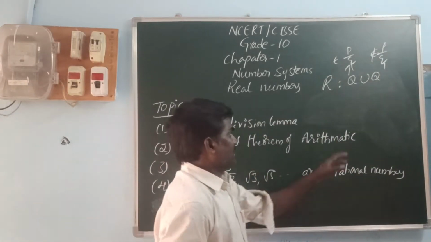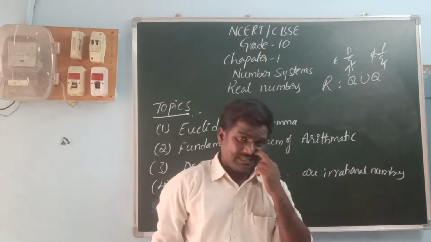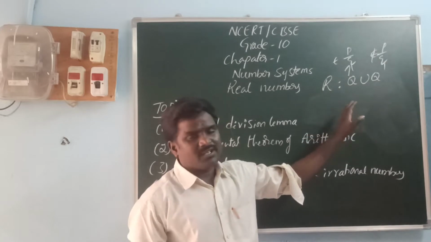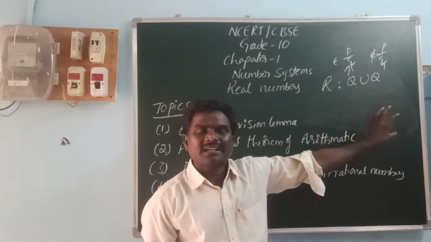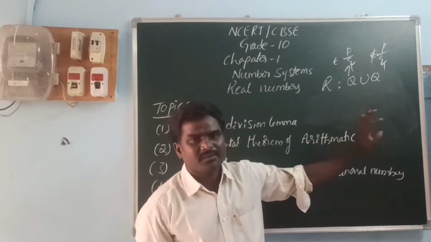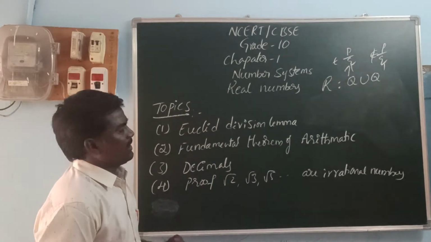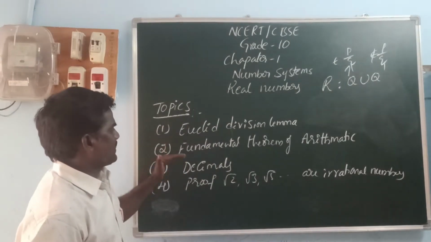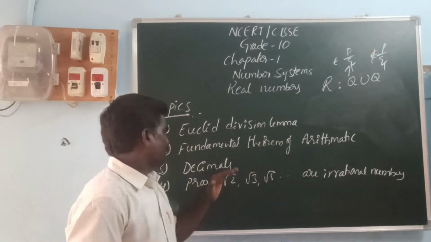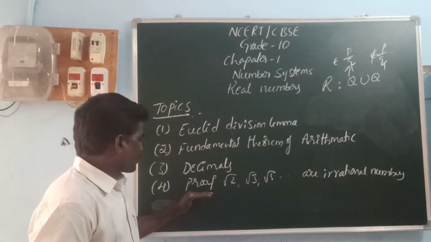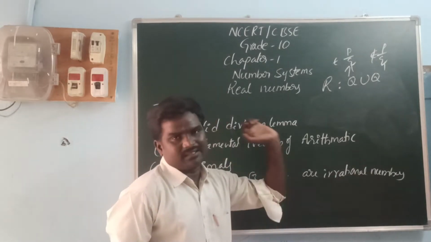In rational numbers, natural numbers, whole numbers and integers are there. All natural numbers, all whole numbers, all integers are rational numbers. But rational numbers need not be natural numbers, whole numbers or integers. So in the real numbers chapter, we discuss the topics Euclid division lemma, fundamental theorem of arithmetic, decimals, and proof that root 2, root 3, root 5 and so on are irrational numbers.